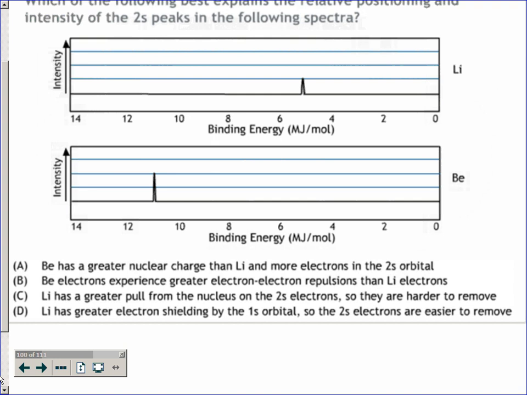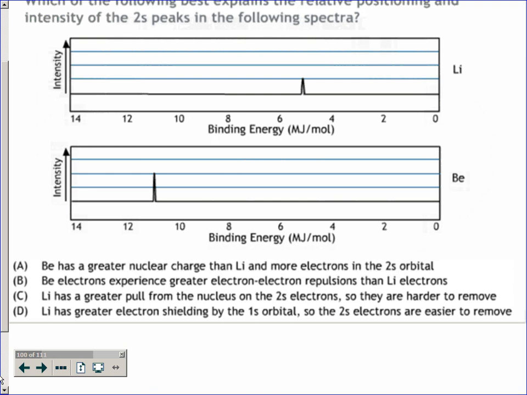The berylliums, this is what shell? 2s, right? So 2s is way over here at 11 for beryllium, but over here at 5 for lithium. So it's showing you that lithium has weaker attraction to its 2s shell, and the only reason that should be, because we're talking about the same shell at 2s and 2s, is what?